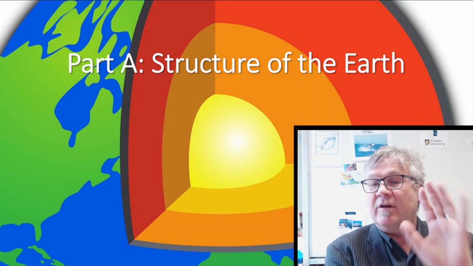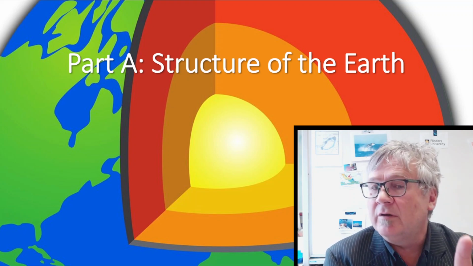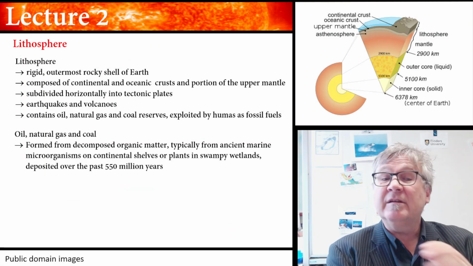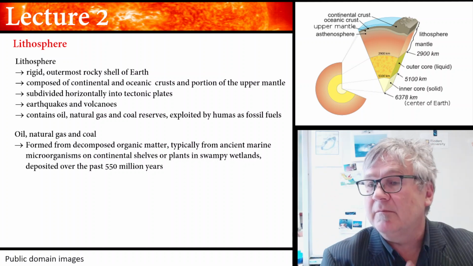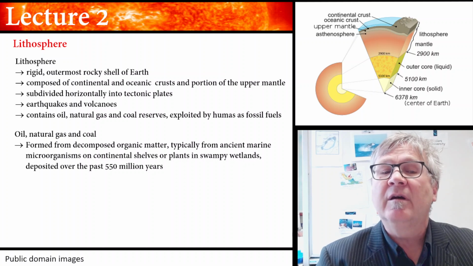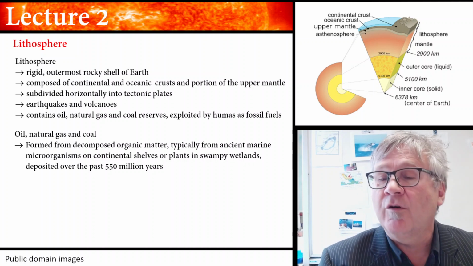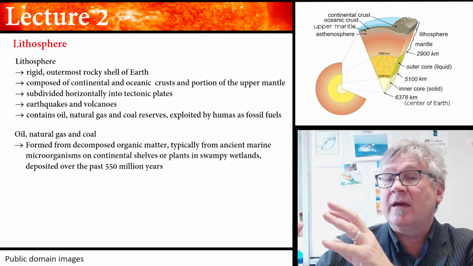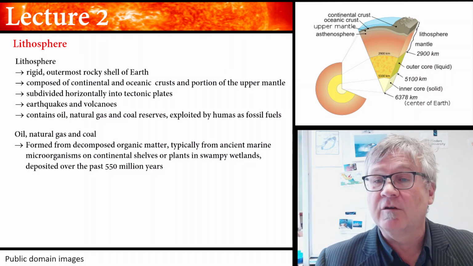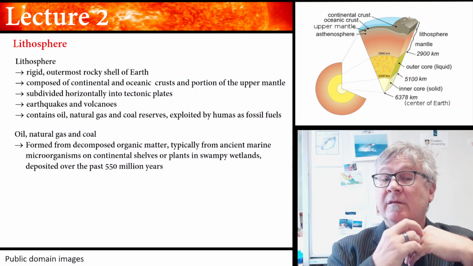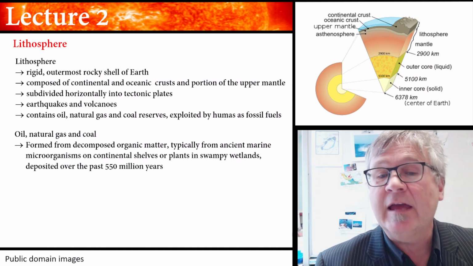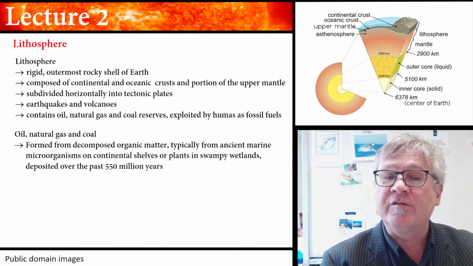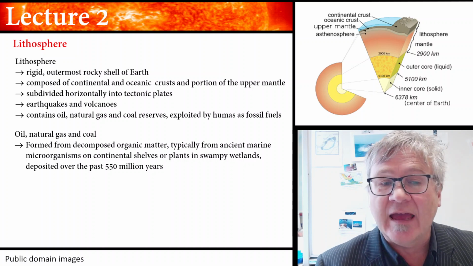Okay, so let's talk about the structure of the Earth. Not the entire Earth, we only talk about the lithosphere first. There's a little sketch above me of the lithosphere, and we're talking about the rigid outermost rocky shell of Earth. We have continents, and we have oceanic crusts, that's the seafloor. So the lithosphere is composed of the continental and oceanic crusts and a portion of the upper mantle, subdivided horizontally into tectonic plates, and the movement of individual plates causes earthquakes and volcanoes.